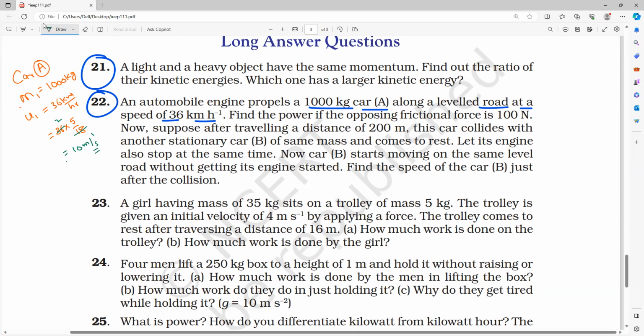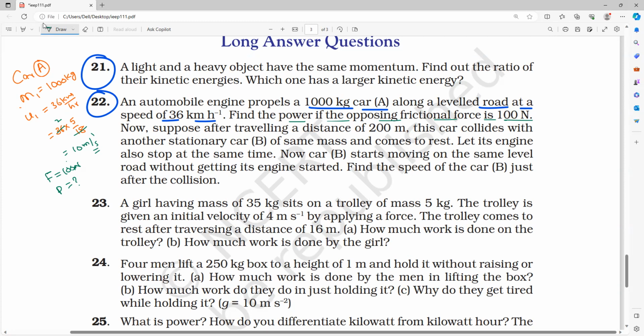Everybody clear? Next, find the power if the opposing frictional force is 100 newtons. Opposing frictional force is equal to how many newtons? 100 newtons. Then calculate the power, they are asking. That is the first part of the question.